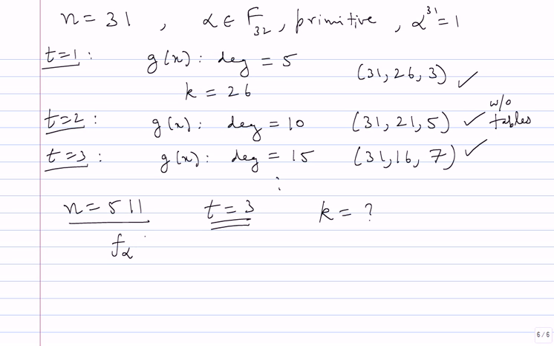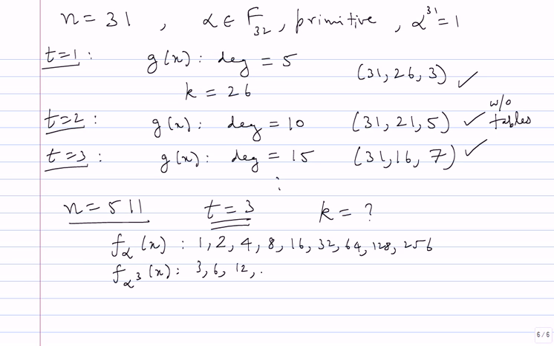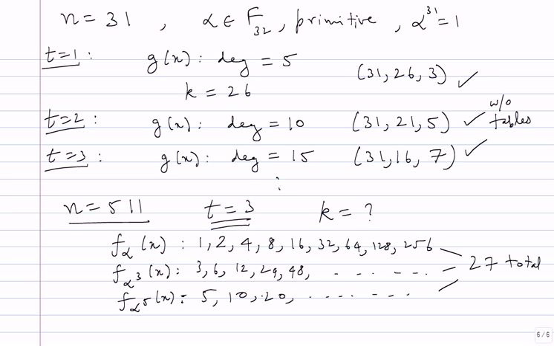So if we have to list roots of f alpha of x, it will be 1, 2, 4, 8, 16, 32, 64, 128, 256, right? Then if I have to do for alpha power 3, it will be 3, 6, 12, 24, right? It's a little bit painful. Yeah, I guess we'll stop here. Then for alpha power 5 of x, 5, there's a shortcut to this also. You can quickly find the actual number, but let's not worry about it. You'll see each of these are 27 total. So the degree of g of x is 27.